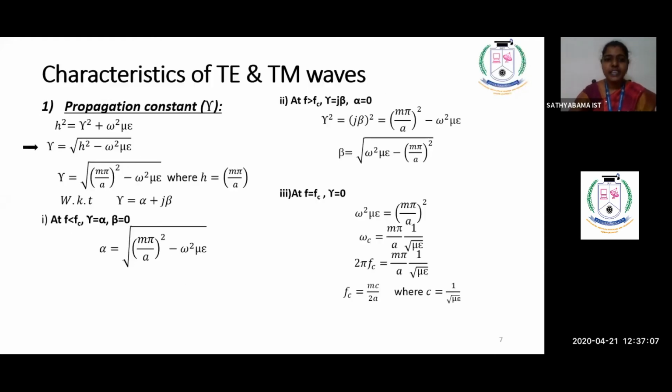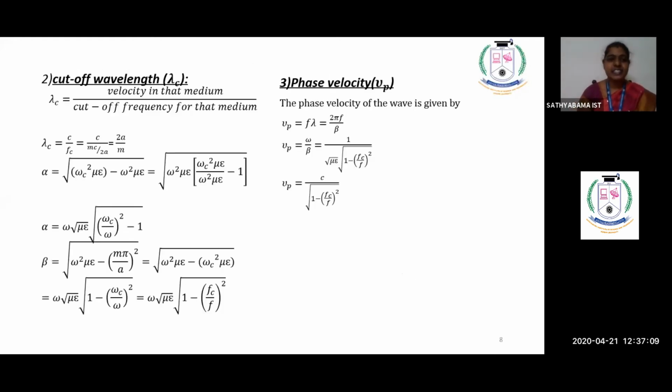Now, if you see, the second characteristic is your cutoff wavelength, lambda c. This critical wavelength is related to your critical frequency. Just now we said that when your operating frequency is equal to the critical frequency, you get the value of fc. At that particular frequency, the wavelength you are getting is what is called your critical wavelength. So lambda c is called the critical wavelength.